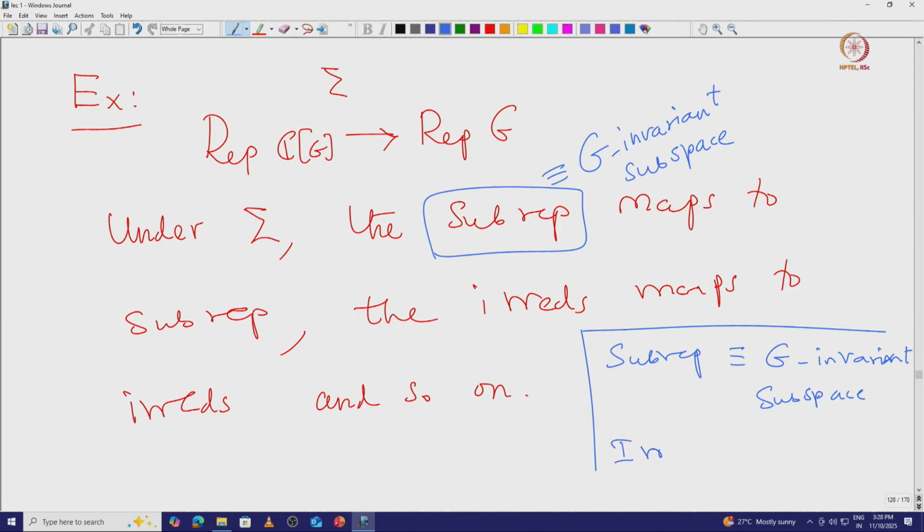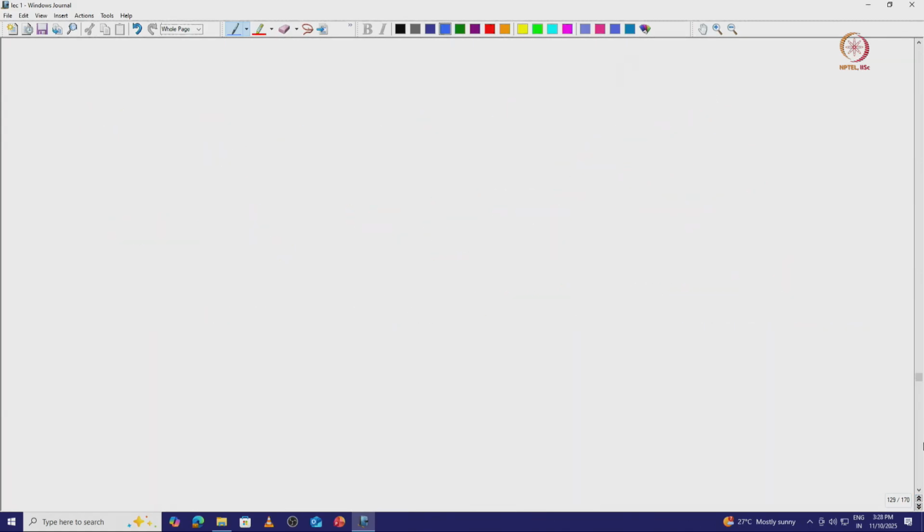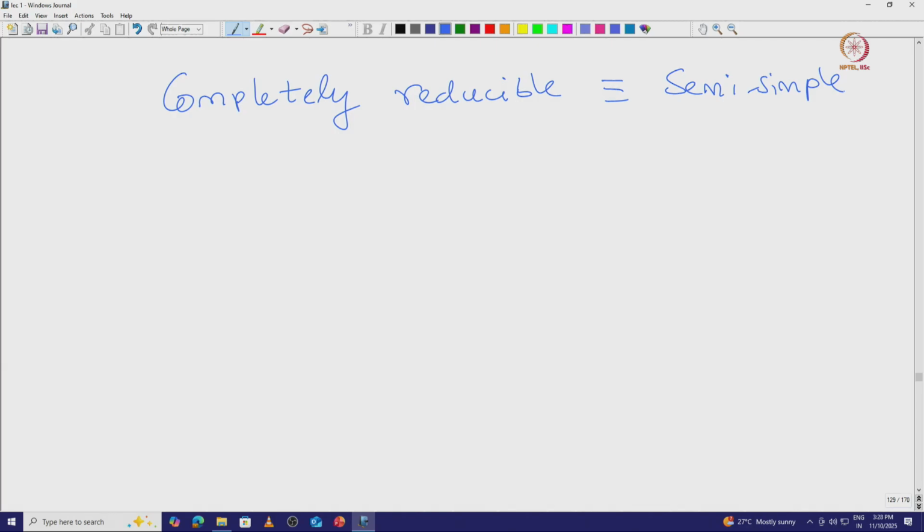Like I said, irreducible is the same as simple representation, and completely reducible is called semi-simple. Completely reducible is the same as semi-simple. So, homomorphisms are sometimes called intertwining operators.